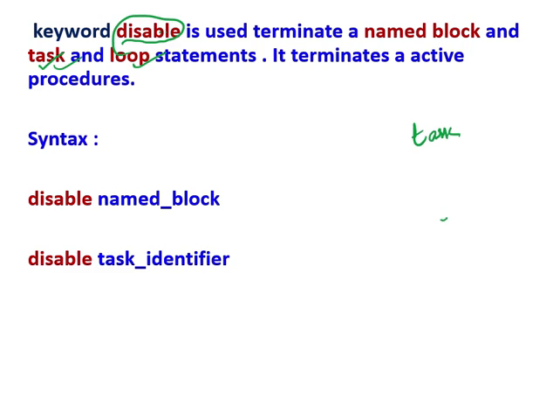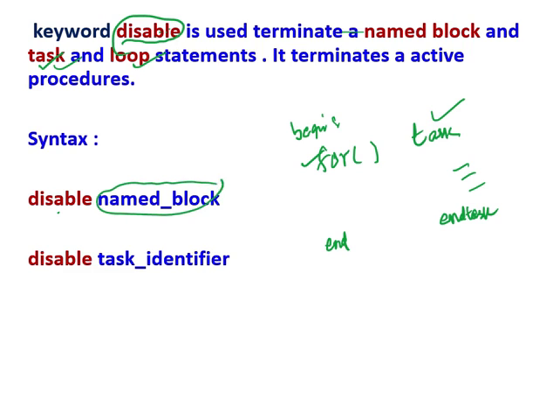Even this disable keyword is used to terminate a named block inside a task also, inside task and endtask. And for a for loop also, for example this is begin, then end, this is a for loop. So for loop statements and for tasks, this disable is used to terminate a named block. So what is the syntax of this disable? For disabling a named block, disable the name of the block. And if it is for a task, then disable, then the task identifier.